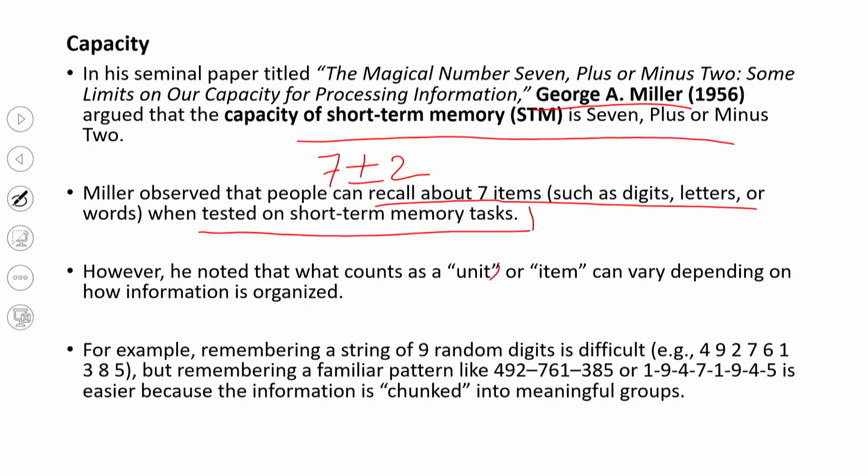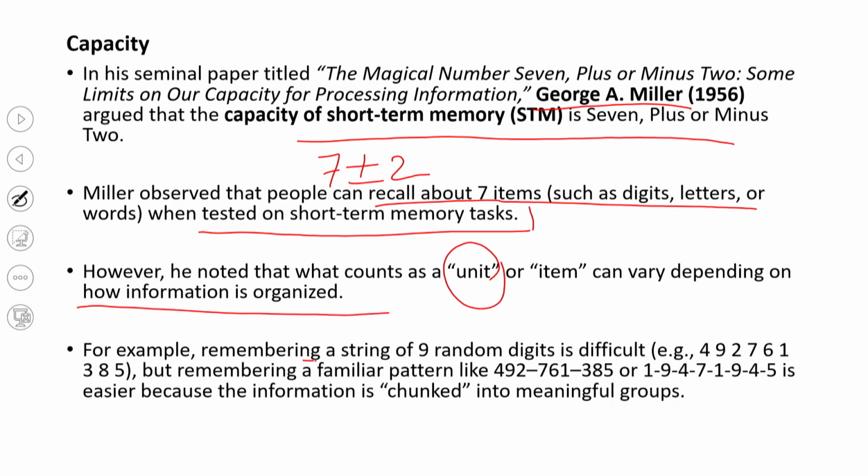Now, what is the unit? Short term memory can store information as 7 plus minus 2 units, not individual items. One individual item can be a unit, or you can have 2 or 3 items in one unit, depending on how you cluster it. So, it is about the unit, not the particular single item. Units vary depending on how information is organized.